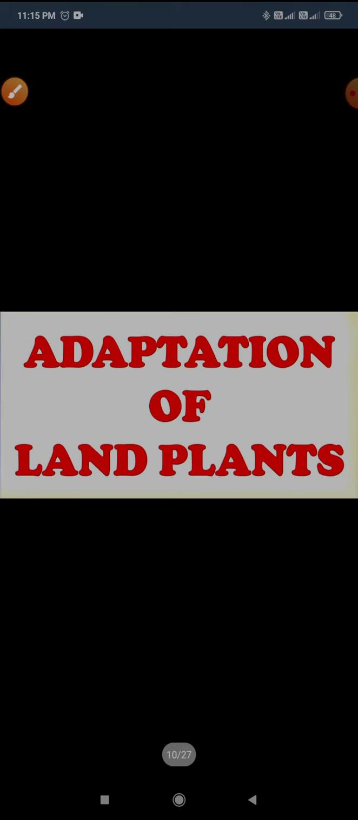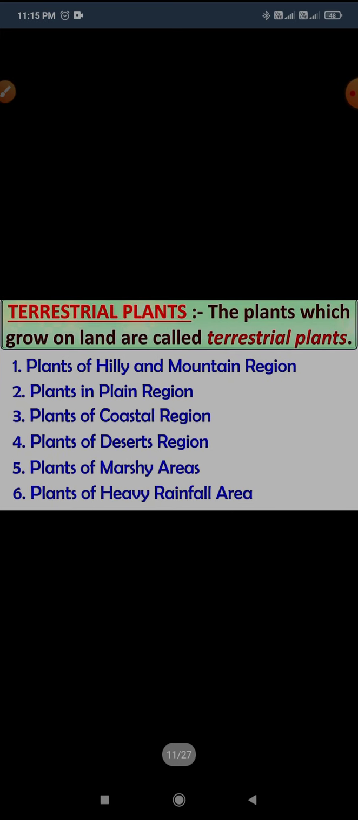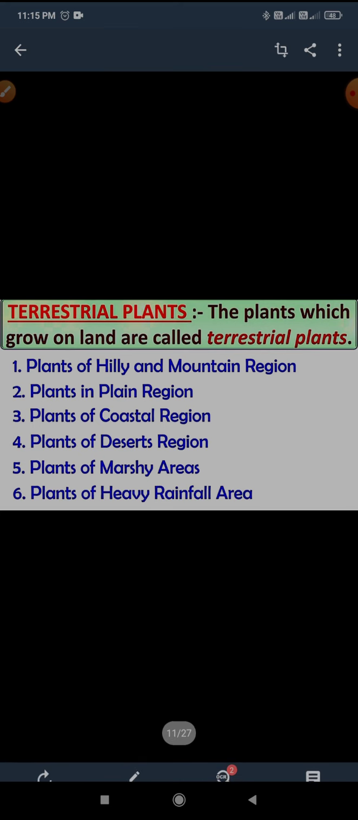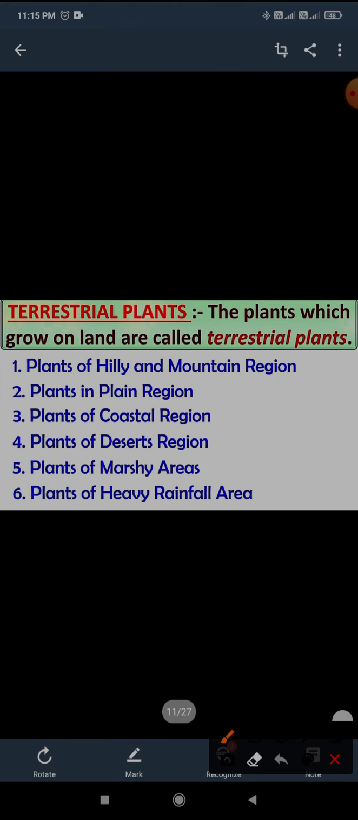Now, adaptation of land plants. First we see, what is a terrestrial plant? The plants which grow on land. Most of the plants which grow on land are called terrestrial plants, and they are further classified into the following types.